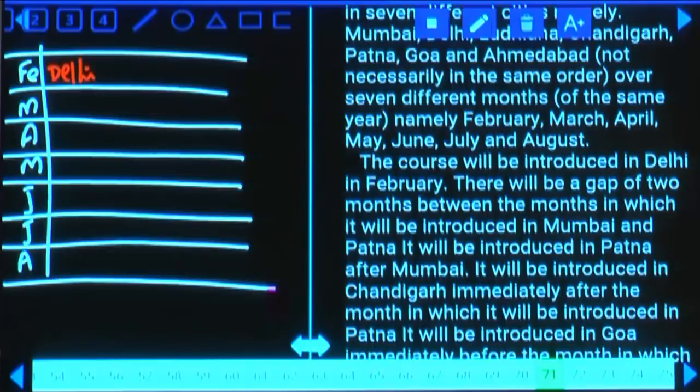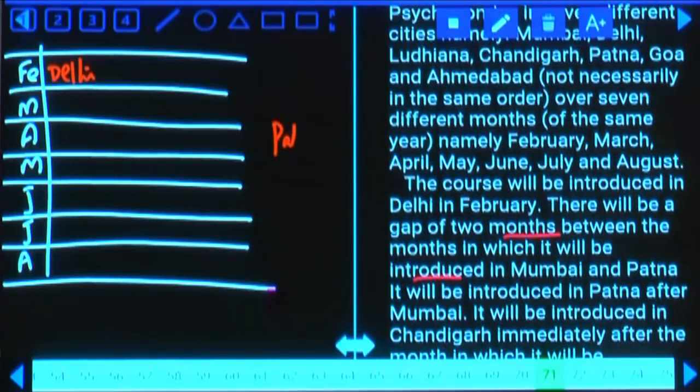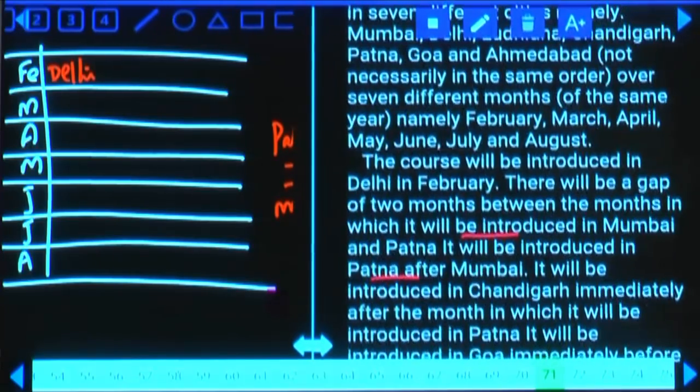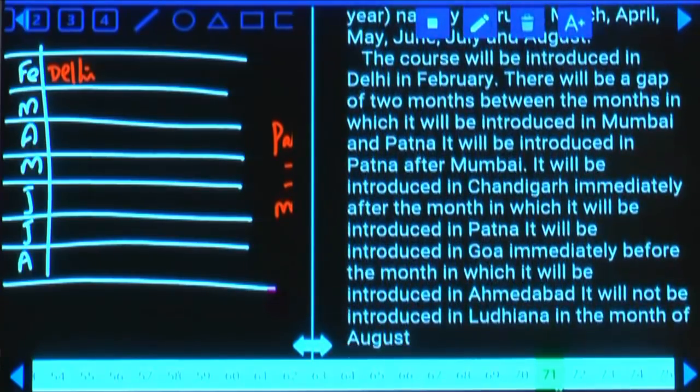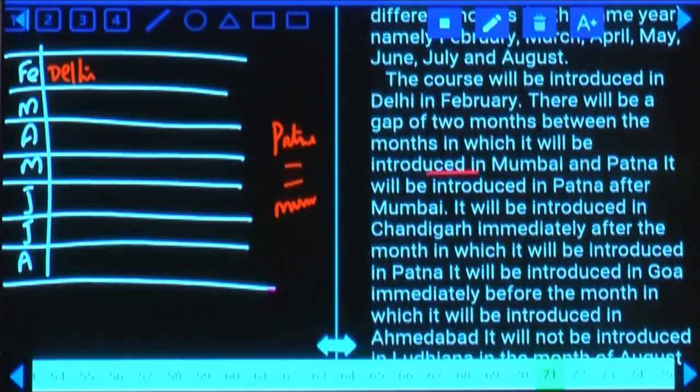there will be a gap of 2 months between the months in which it will be introduced in Mumbai and Patna. Between Mumbai and Patna there must be exactly 2 months, and Patna will be after Mumbai. As Patna is after Mumbai, there must be exactly 2 months between Patna and Mumbai. Next one, what is the other information here? It will be introduced in Chandigarh immediately after the month in which Patna. Now Chandigarh is immediately after what? Now Chandigarh is immediately after Patna.